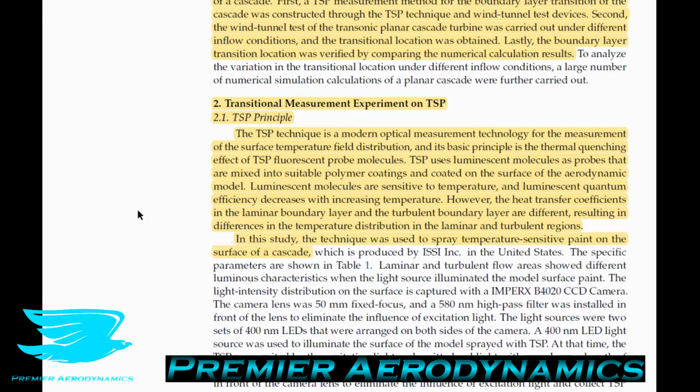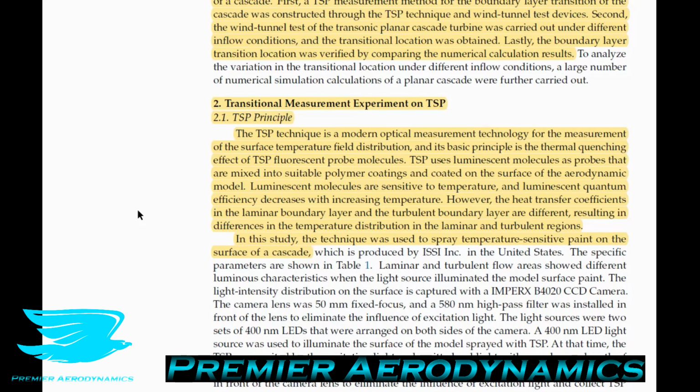So let's talk about the temperature-sensitive paint principle. The TSP technique is a modern optical measurement technique for the measurement of the temperature surface field distribution, and its basic principle is the thermal quenching of TSP fluorescent probe molecules. So what does that mean? What they do is they paint a surface with this particular paint, and depending on how quickly it cools, that will determine how much light is given off. That's what this sentence means.